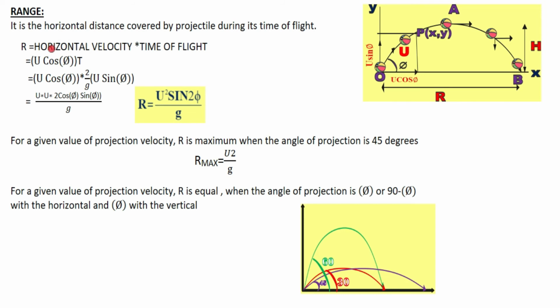Now let us derive the expression for range. We know that along the horizontal direction, the horizontal component of velocity will remain constant. That is, u cos phi is constant.